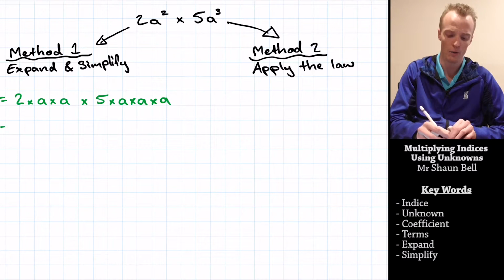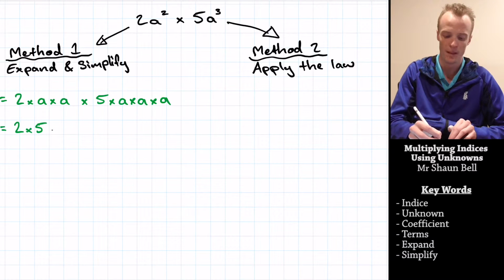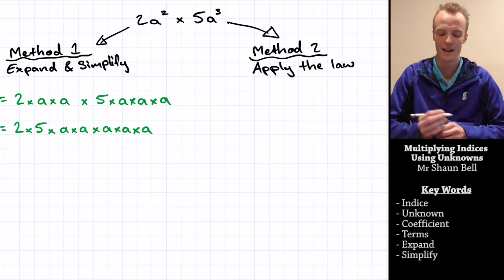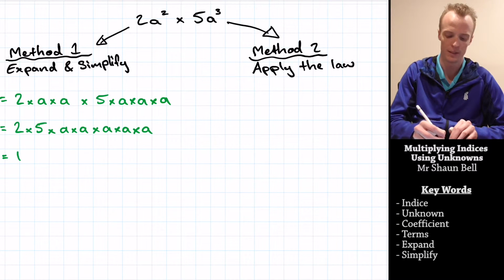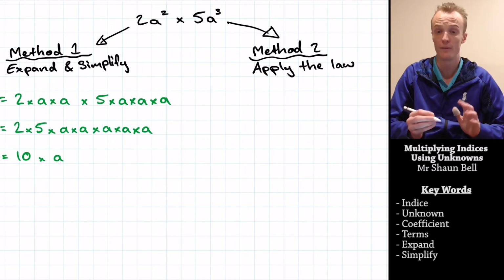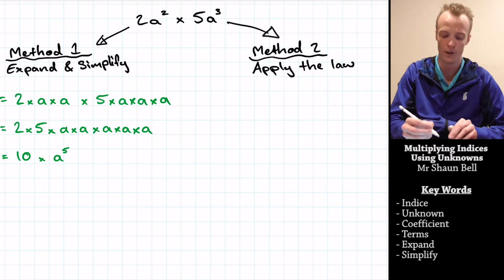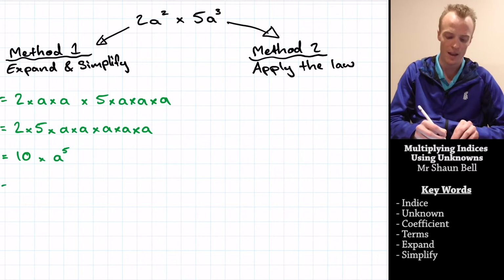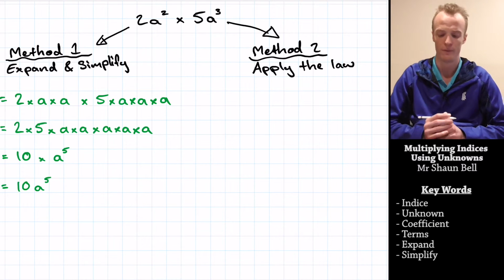So I'm going to order it with the numbers at the front, so that's 2 times 5, and then collect the a's together. So that's times a, times a, times a, times a, times a. Now 2 times 5 is equal to 10. Then that is multiplied by a, and it's multiplying itself 5 times, so it's to the power of 5. Now that will equal 10a to the power of 5.